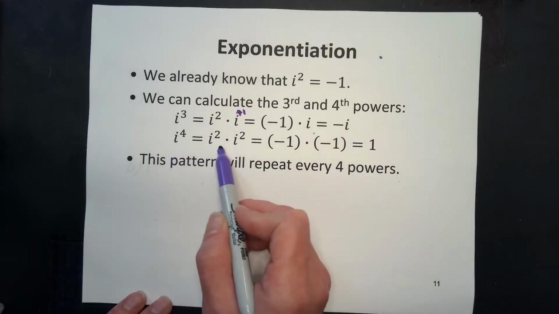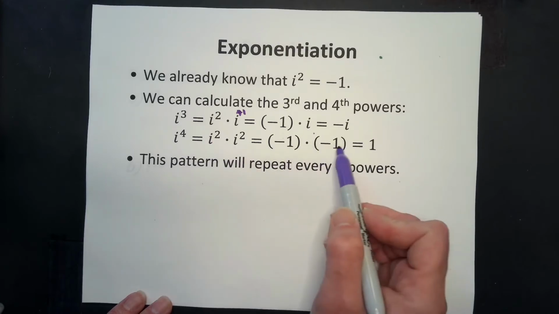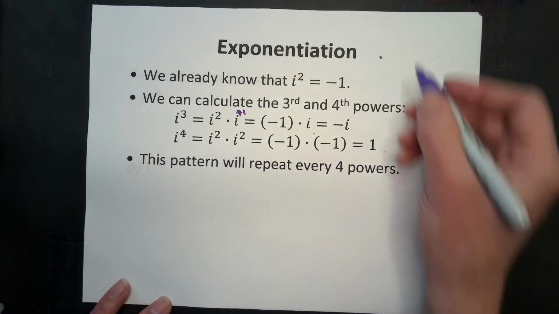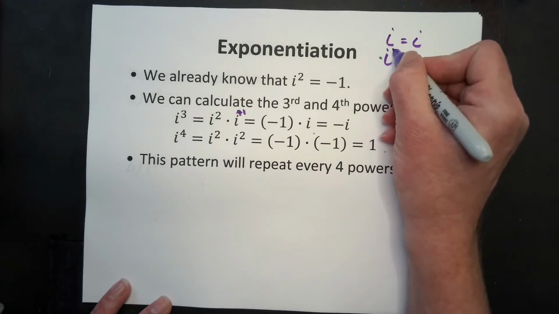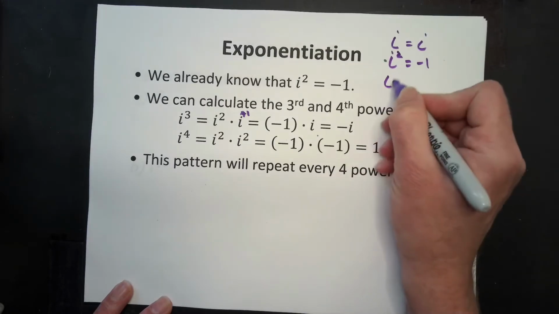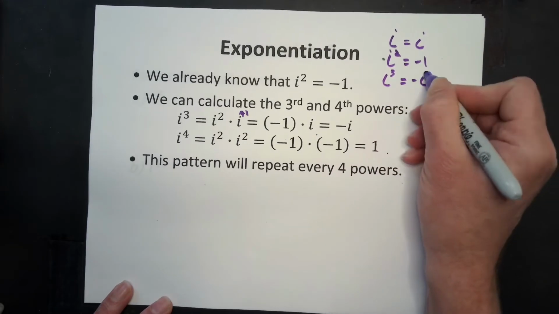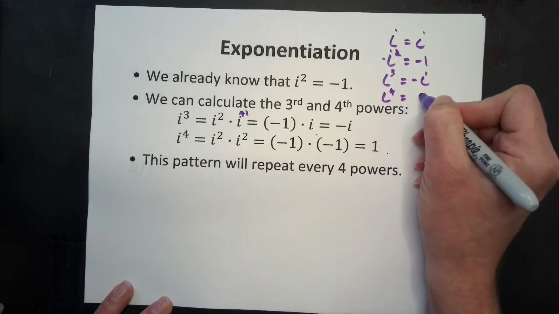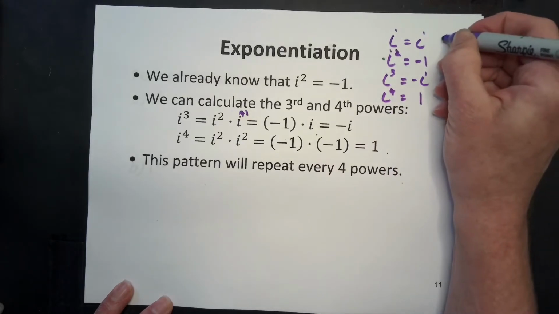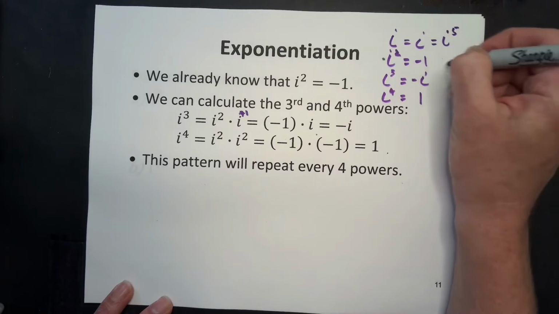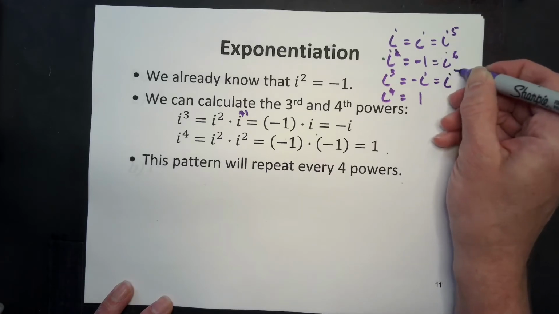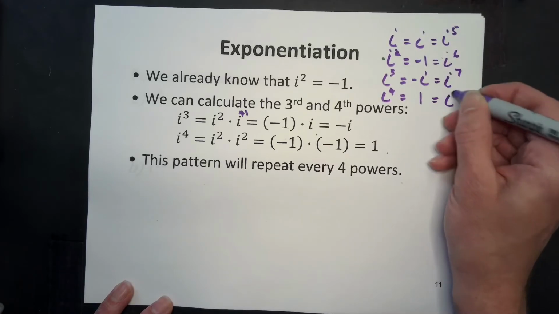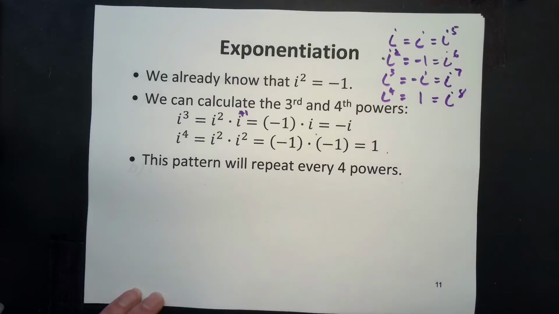And then i to the fourth equals i squared times i squared, or negative 1 times negative 1, which equals 1. So it cycles through these powers. So you're going to have i squared equals negative 1, i to the third equals negative i, and i to the fourth equals 1. And you just cycle through. So i to the fifth would equal i, i to the sixth will equal negative 1, i to the seventh will equal negative i, and i to the eighth will equal 1. And so you can just go through this pattern every 4 powers if you like. That's one way of doing it.